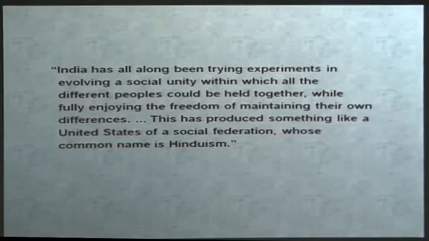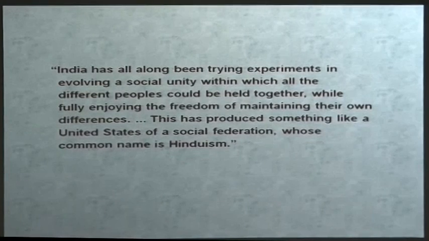So I'll conclude with this beautiful quotation, which again let me read it out. It says, India has all along been trying experiments in evolving a social unity within which all the different peoples could be held together while fully enjoying the freedom of maintaining their own differences. See, that freedom is very important.